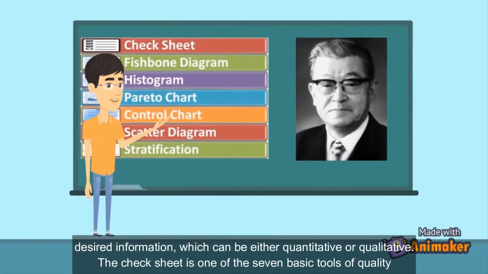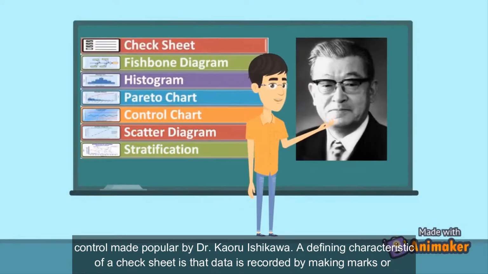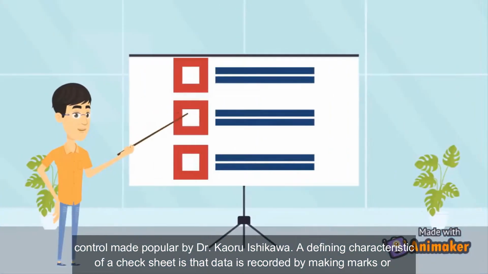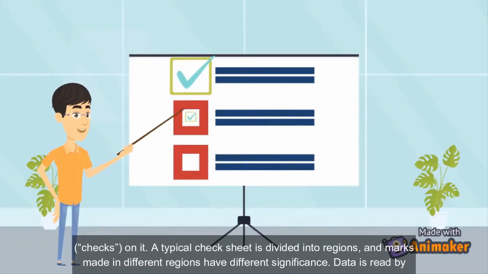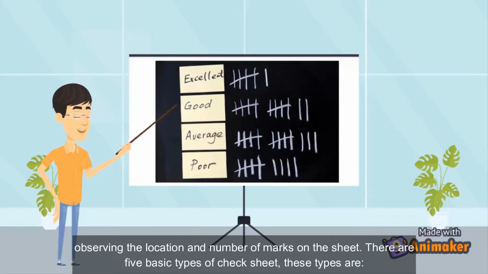The check sheet is one of the 7 basic tools of quality control made popular by Dr. Kaoru Ishikawa. A defining characteristic of a check sheet is that data is recorded by making marks or checks on it. A typical check sheet is divided into regions, and marks made in different regions have different significance. Data is read by observing the location and number of marks on the sheet.